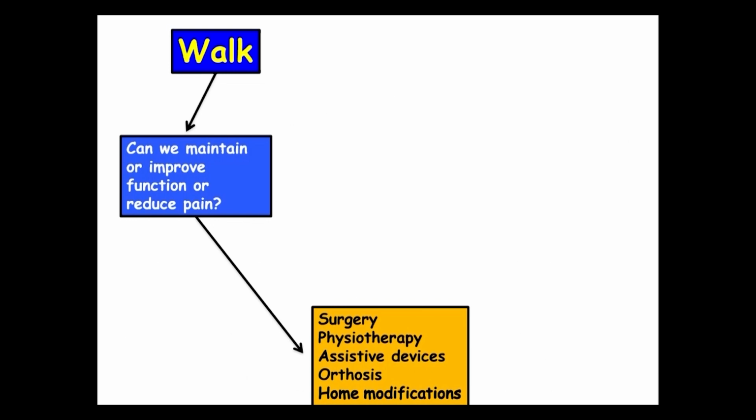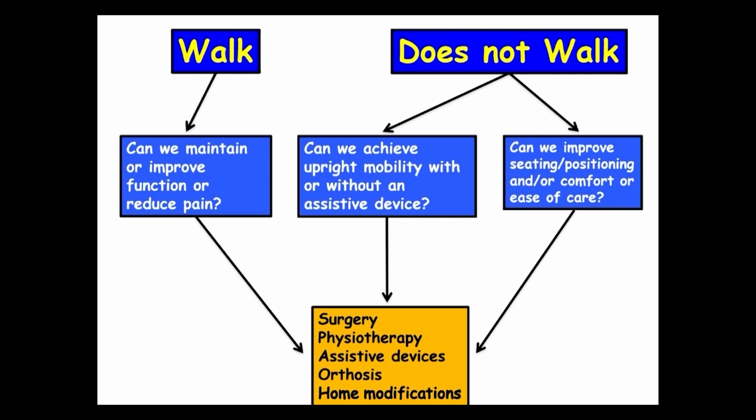For patients who ambulate, of course, we're interested in maintaining function or achieving better ambulatory function and/or addressing any symptoms such as pain. A number of different treatment strategies can be utilized, and orthopedic interventions are a part of an overall plan in many patients. For patients who are unable to ambulate, the question is, can we achieve some degree of upright mobility with or without any type of a brace or an assistive device, or can we improve seating or positioning as well as comfort and ease of care? And again, there are a number of different strategies, non-operative and operative, that can be brought to bear on improving symptoms and function.